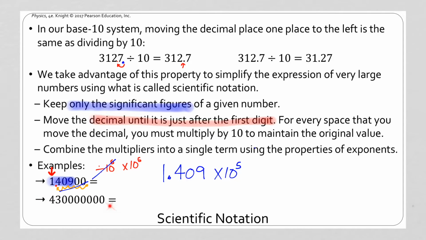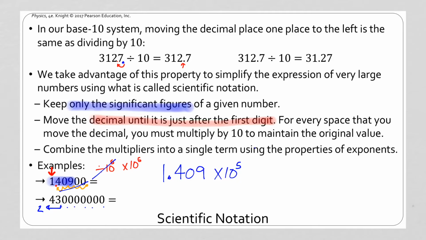and try to convert this number into scientific notation. Again, we look for the significant figures. There's an implicit decimal point here. There's no explicit decimal point written. So we start from the right and move our way left to find the first non-zero digit, and we see that these two are our significant figures.